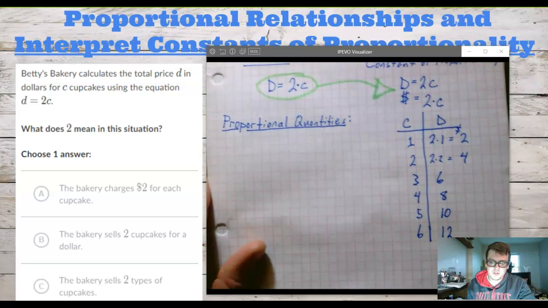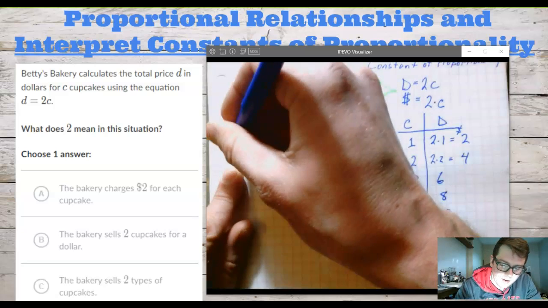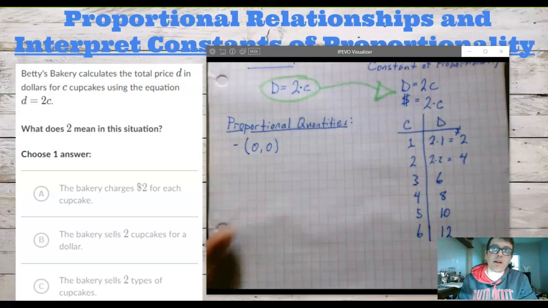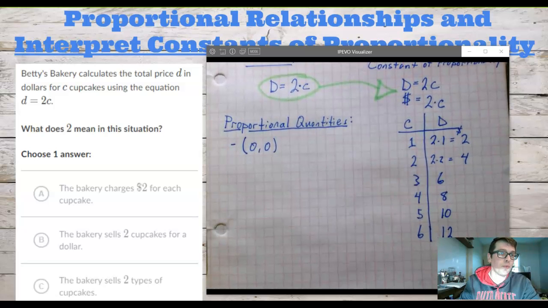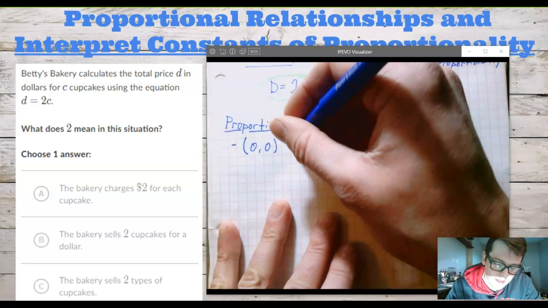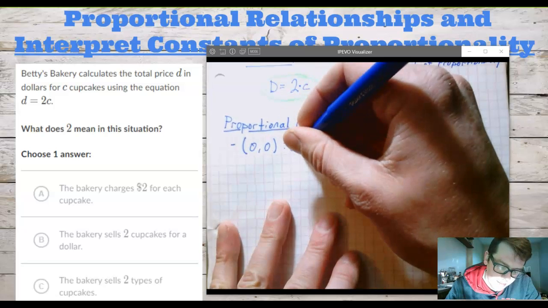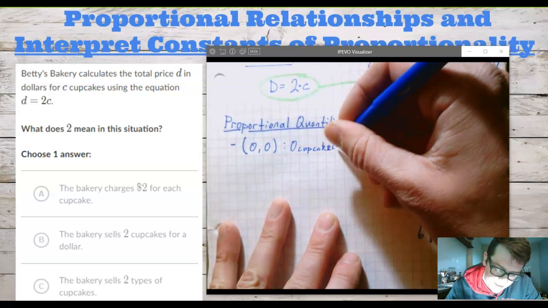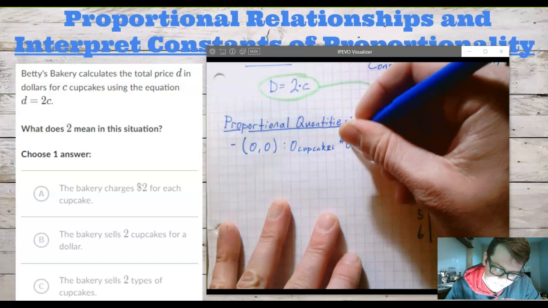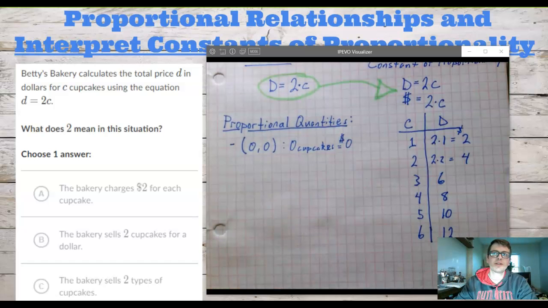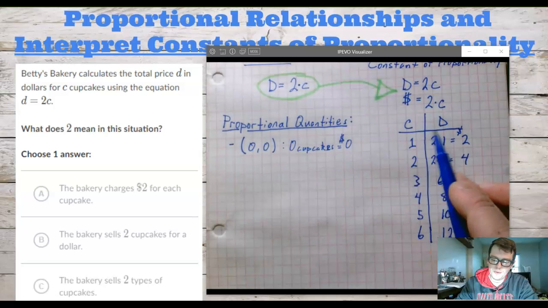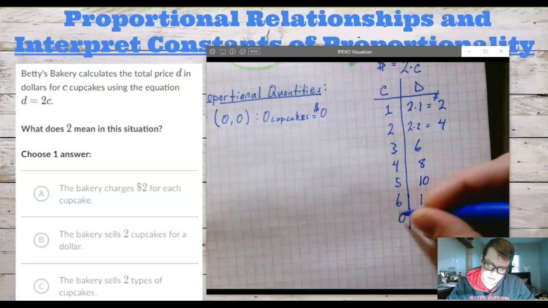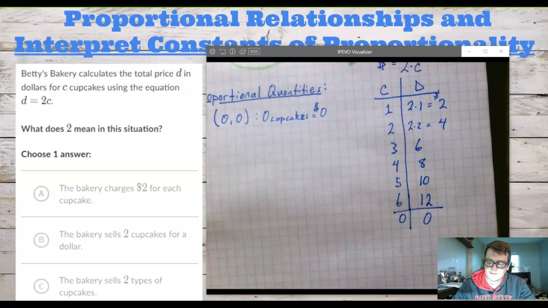So, some traits of proportional quantities. First off, if we want to remember back to what we talked about before break, 0, 0. When one value is 0, the other value is 0. So here what that means is 0 cupcakes costs how much? What does it cost to get 0 cupcakes? $0. Nothing, right? 0 cupcakes is $0. So if we wanted to add to the table, there is a 0, 0 relationship here. 0 cupcakes is $0.